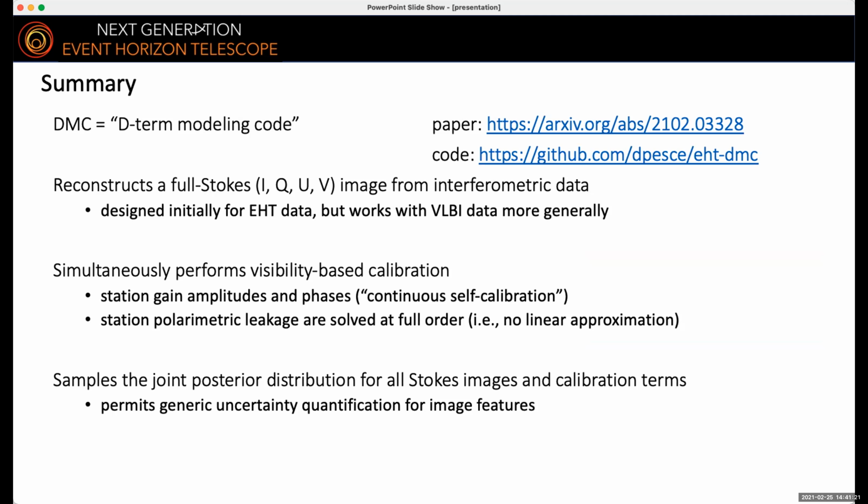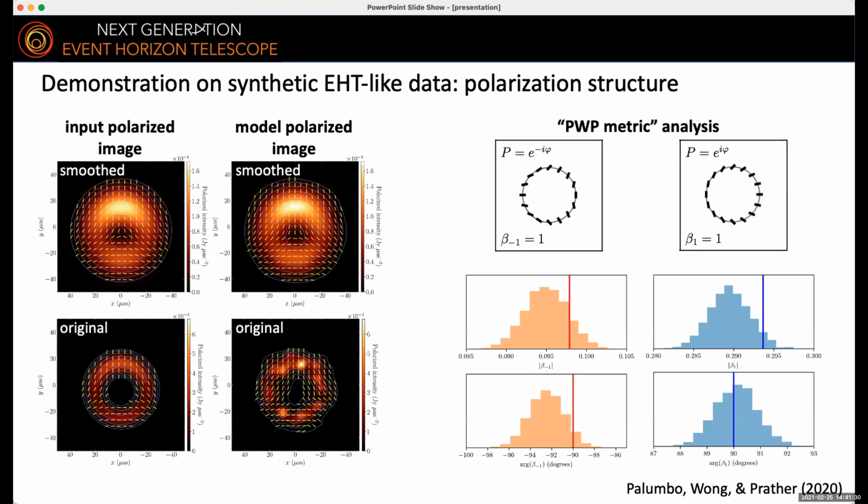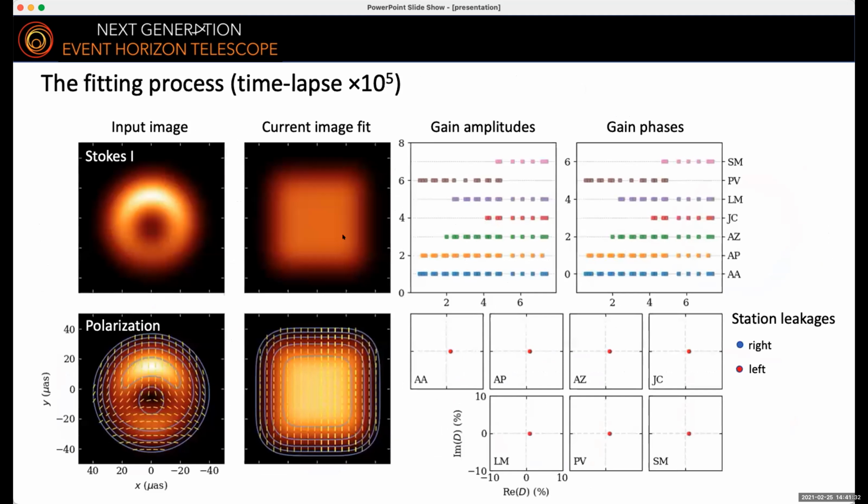Yeah, this is just a minor question. So how do you handle the pi ambiguity in the polarization angle in your HMC step?